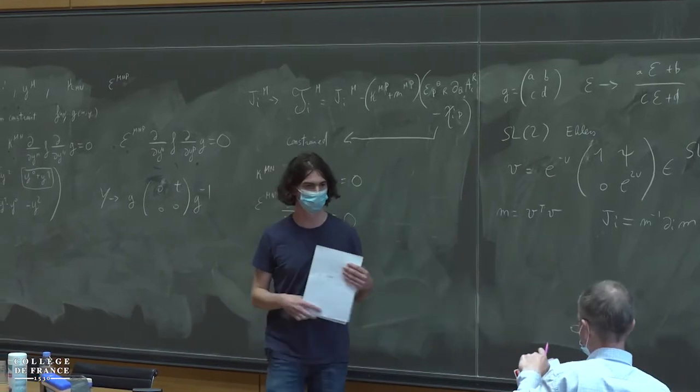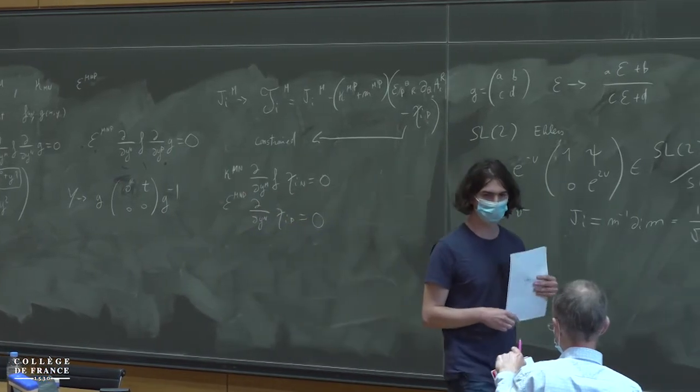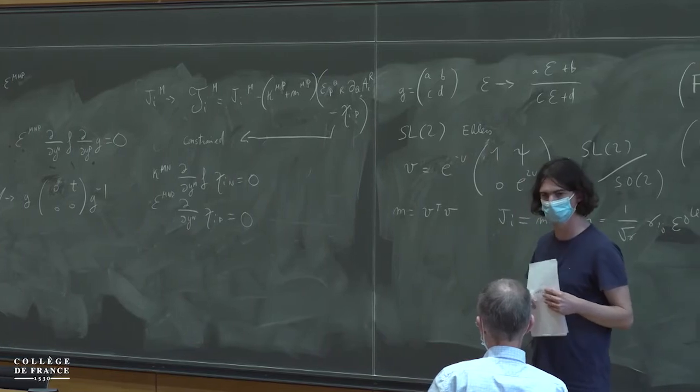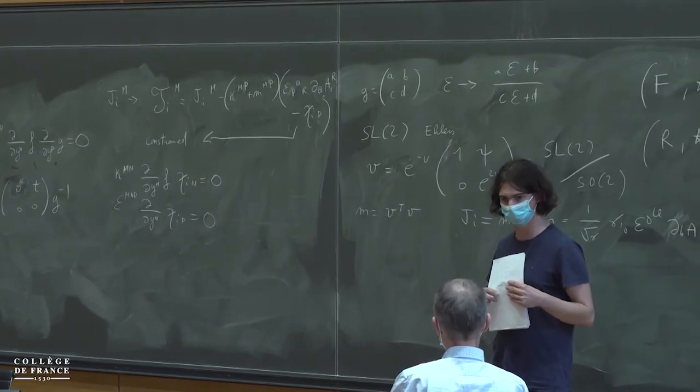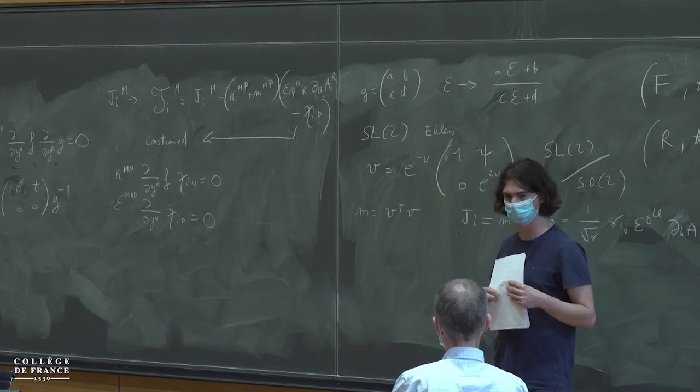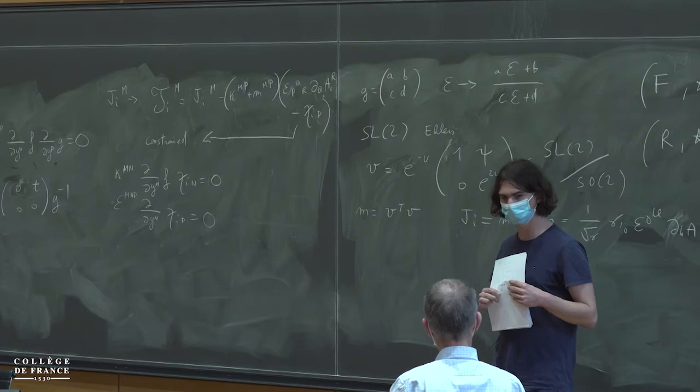So you say that once you have introduced these extra variables and these extra fields, you have a formulation of four-dimensional gravity, which is manifestly SL2R invariant? Yes. Okay.